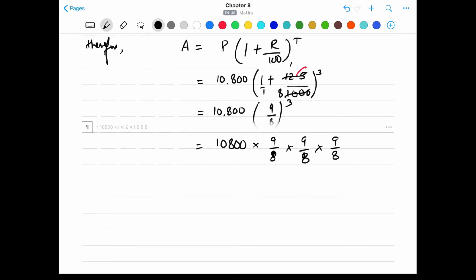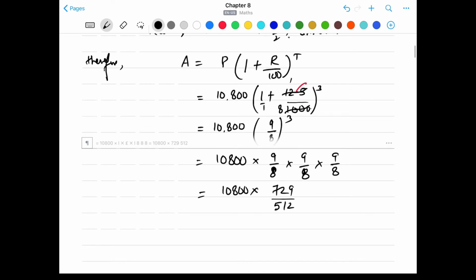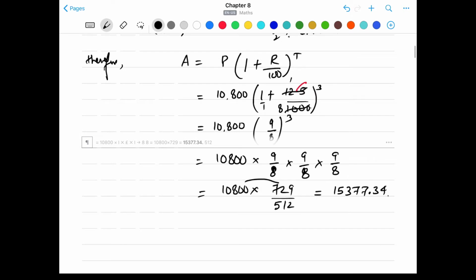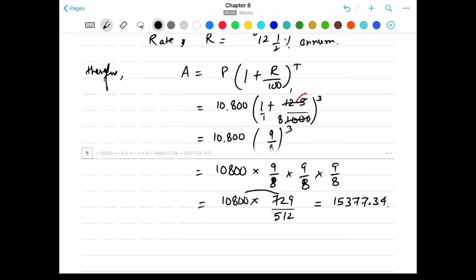Now the cube of 9 is 729 and the cube of 8 is 512. When you solve this, first you multiply 10,800 by 729 and divide by 512. You will get the result as 15,377.34. That will be the amount, 15,377.34 rupees.